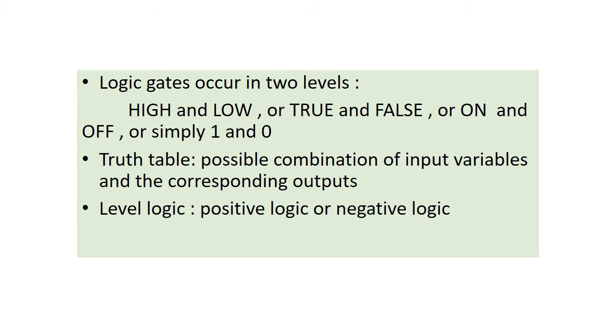A positive logic system is one in which the higher of the two voltage levels represents logic 1 and the lower of the voltage levels represents logic 0. A negative logic system is one in which the lower of the voltage levels represents logic 1 and the higher of the voltage levels represents logic 0.